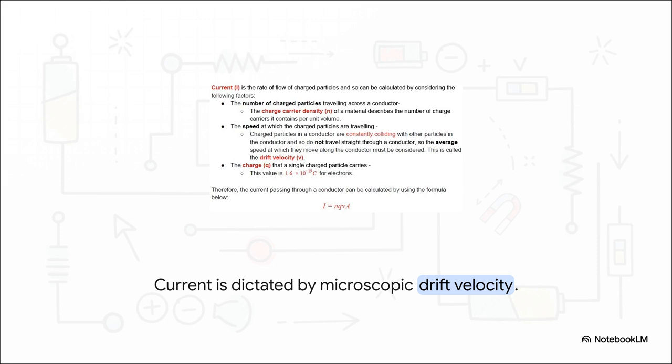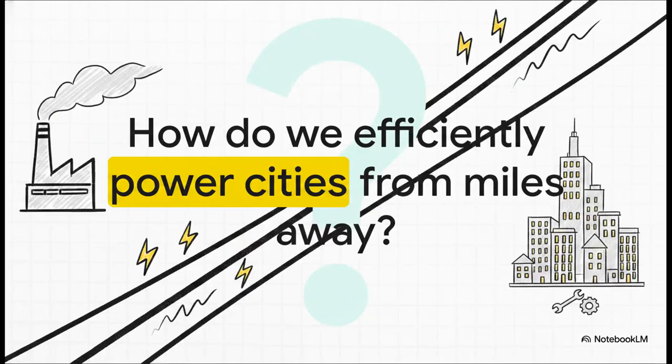Notice how this formula reveals that the massive, macroscopic currents powering our world are entirely dictated by microscopic, almost unimaginably small elements. Lowercase n for the charge carrier density, v for the average drift velocity of those colliding particles, and A for the cross-sectional area of the wire. The macro is entirely dependent on the micro. We've seen how length and material dictate resistance.